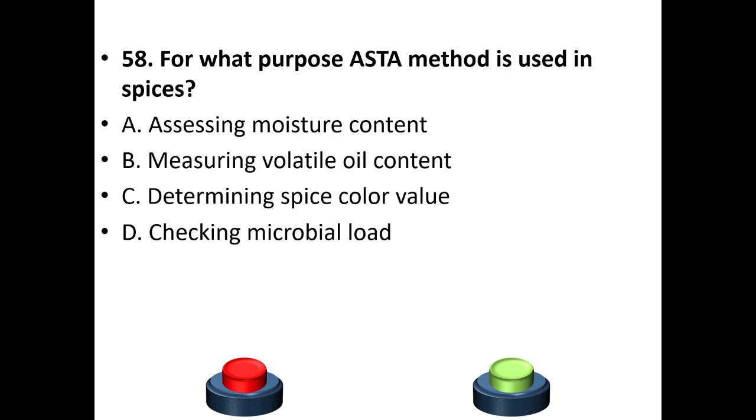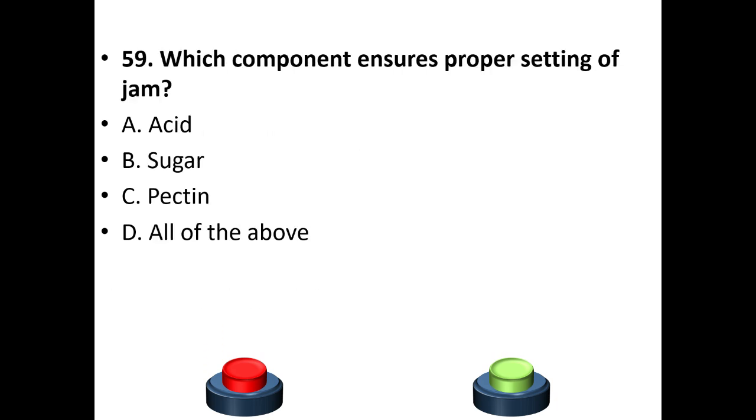Question number 58. For what purpose is the ASTM method used in spices? Assessing moisture content, measuring volatile oil content, determining spice color value, D, checking microbial load. Which is the answer? Your answer is C, determining spice color value. 59. Which component ensures proper setting of jam? Acid, sugar, pectin, all of the above. Your answer is D, all of the above.